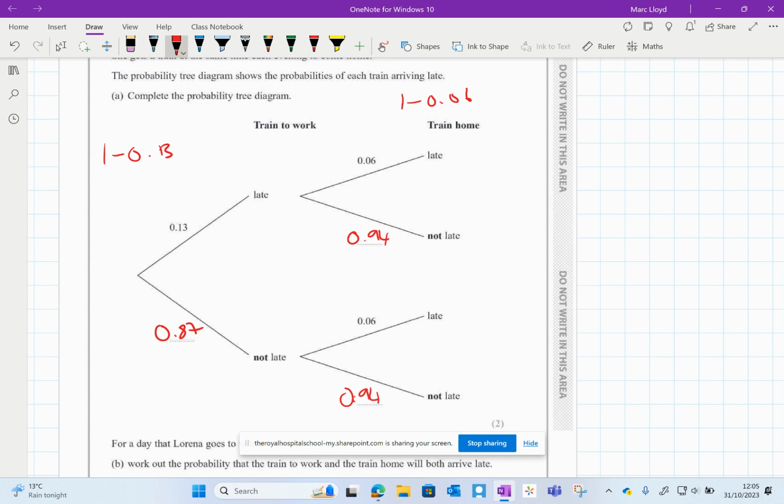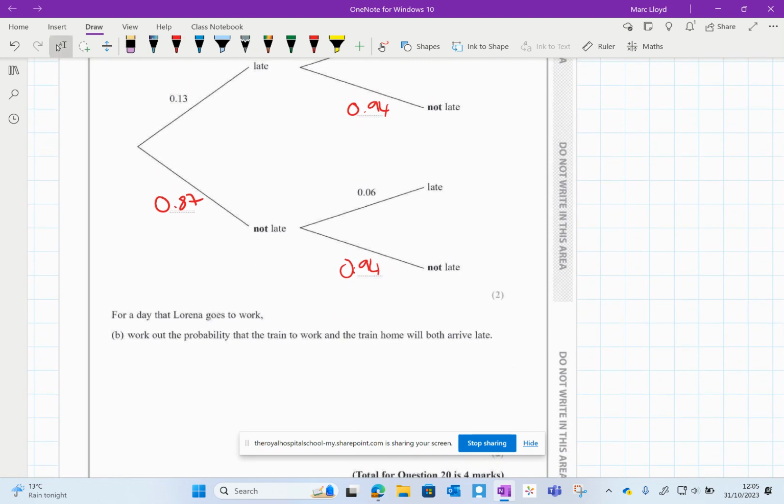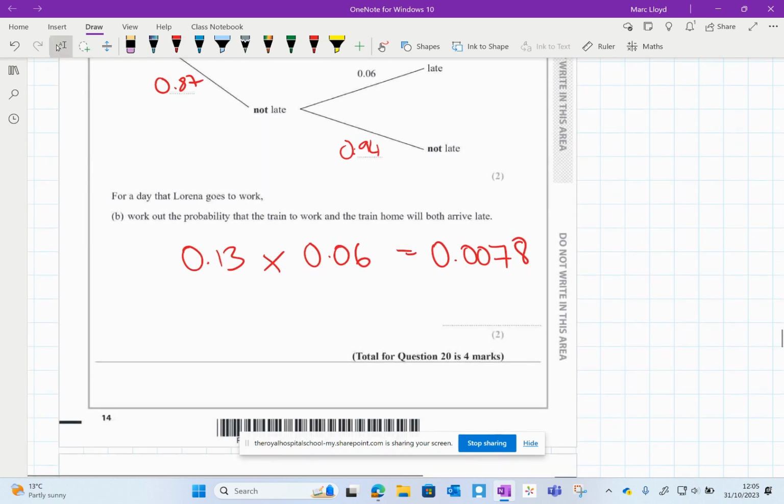Never early. Okay, for a day that Lorena goes to work, work out the probability that the train to work and the train home both arrive late. So 0.13 late multiplied by 0.06 late. And this would be a really unlucky day if this happened. That gives us 0.0078. Wow, that is a nasty number.